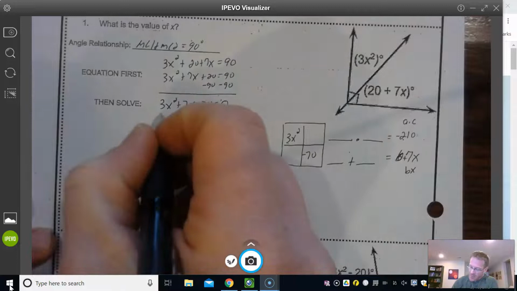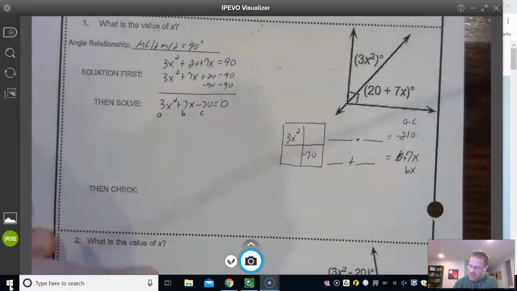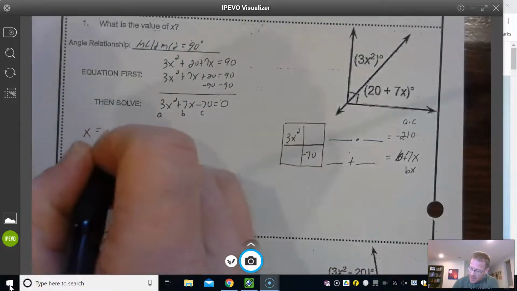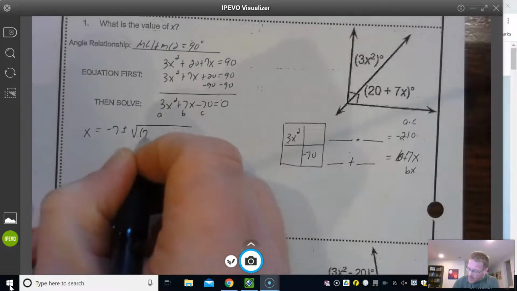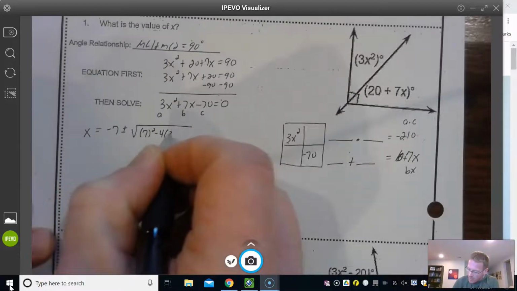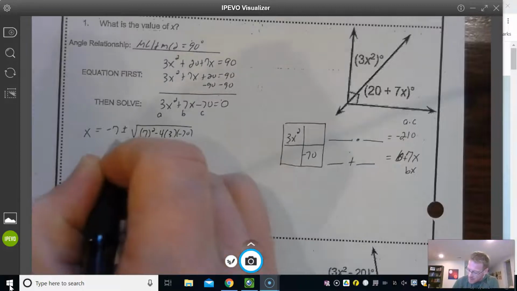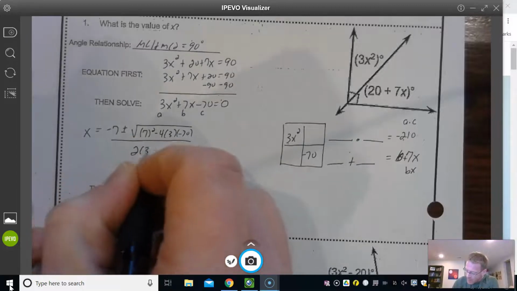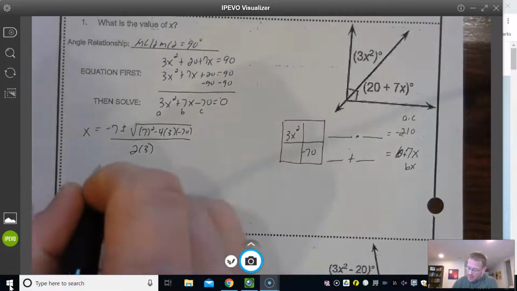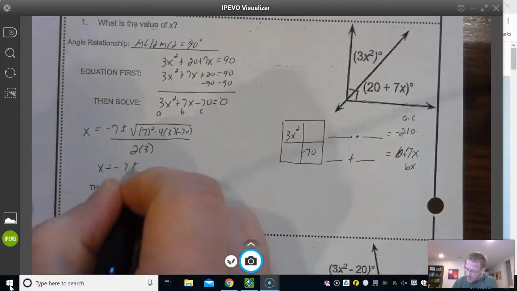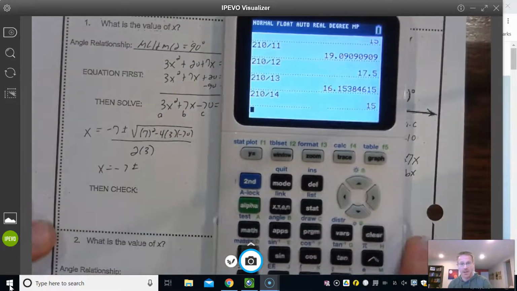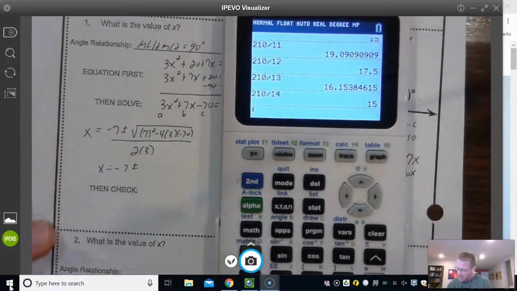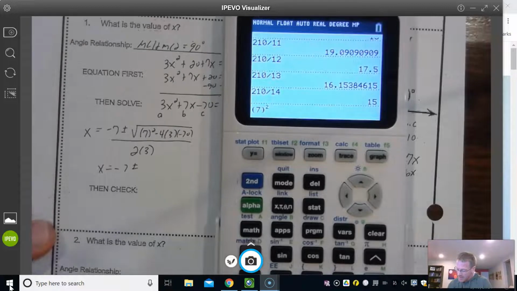Then if we think about the quadratic formula, there's A, B, and C. So we know x equals the opposite of b plus or minus the square root of b squared minus 4a times c, all over 2 times a. So x equals negative 7 plus or minus, and I'm just going to put all this into my calculator. This is what is nice about having the view screen, that you can type it in just like it looks.